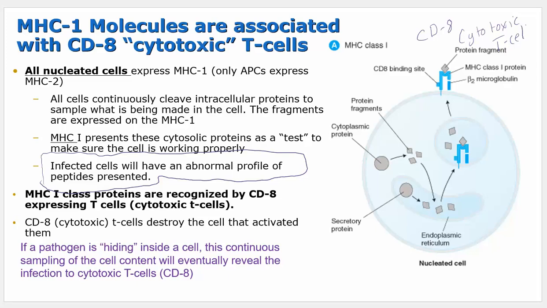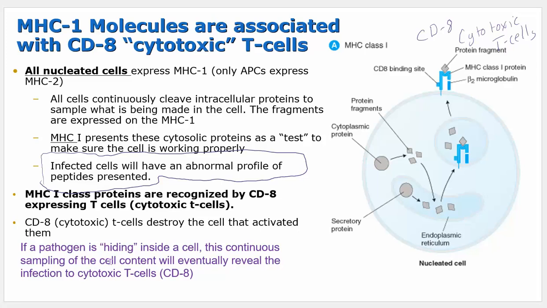All right? So we have to remember that. Remember that rule of 8. MHC1 times 8 is 8. Okay? So that's how we know. MHC1 are associated with CD8 cytotoxic T cells. Okay? And simply put, if the cytotoxic T cell, remember it's been trained, says, nope, that's not supposed to be here, it will just destroy that cell. Okay? And that's it. It doesn't do anything fancy. It just kills it. Okay, so if a pathogen is hiding inside a cell, this continuous sampling of the cell content will eventually reveal the infection to cytotoxic T cells.